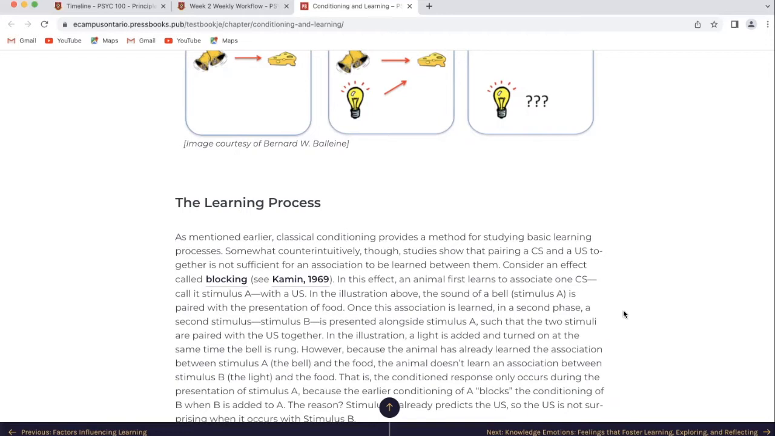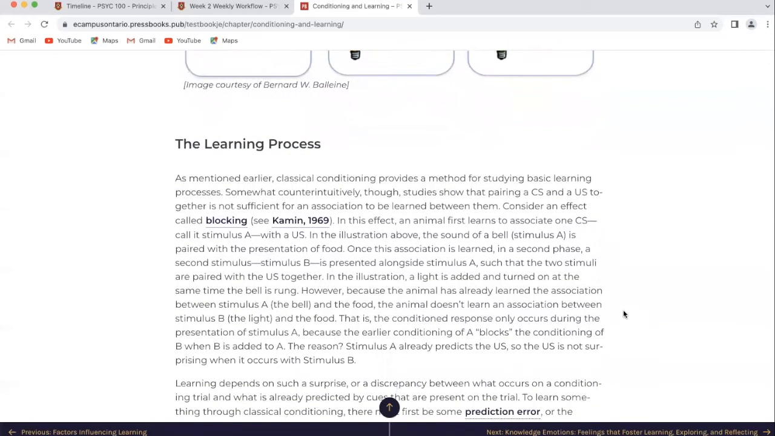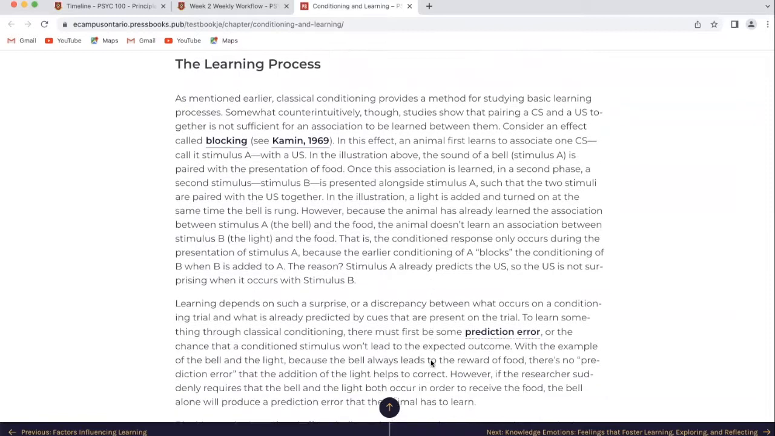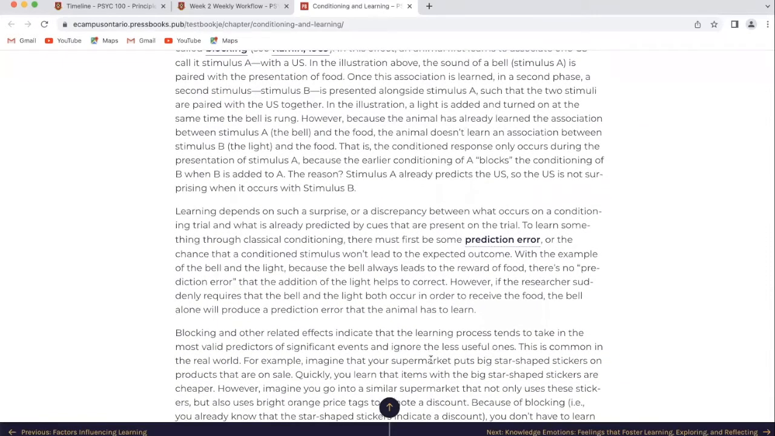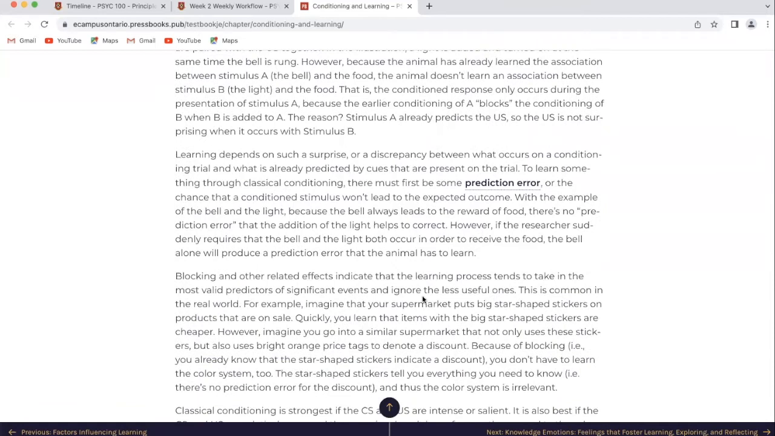So adding the light doesn't do anything. The reason? Stimulus A already predicts the unconditioned stimulus. So the unconditioned stimulus is not surprising when it occurs with stimulus B. Learning depends on such a surprise, or a discrepancy between what occurs on a conditioning trial and what is already predicted by cues that are present on the trial. To learn something through classical conditioning, there first must be some prediction error, or the chance that the conditioned stimulus won't lead to the expected outcome.